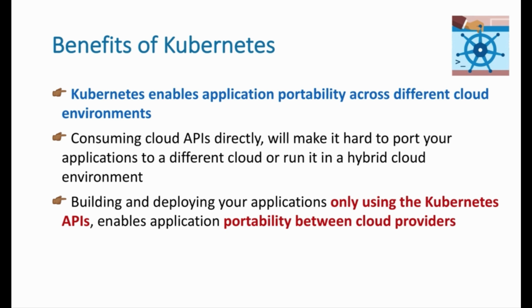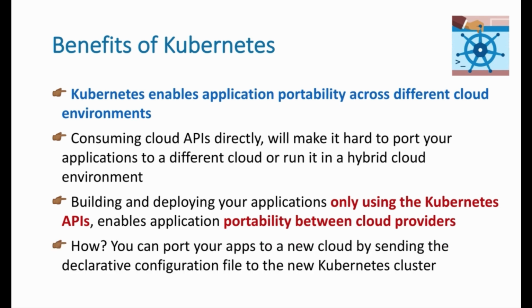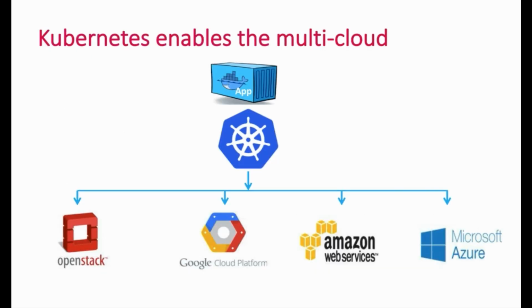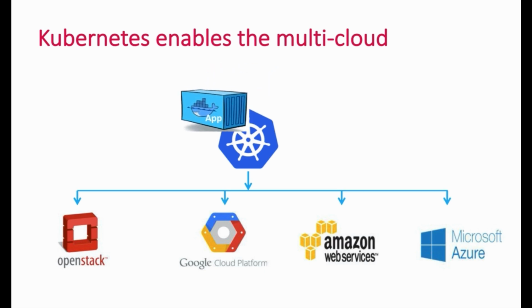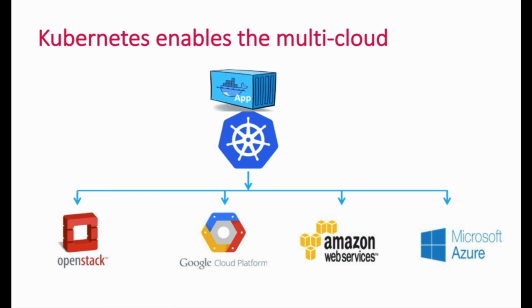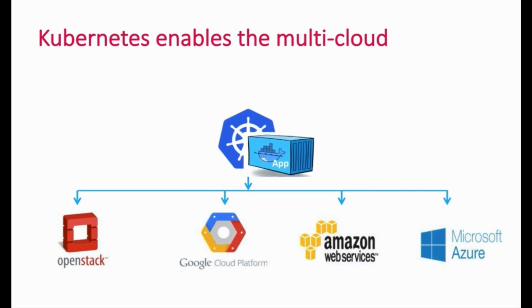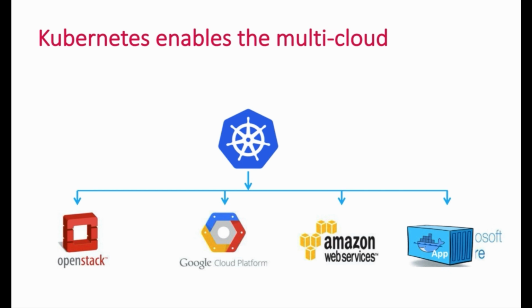If you build and deploy your application only using Kubernetes APIs, and at the backend you let Kubernetes integrate with a cloud provider, your application can move between the various cloud environments easily because it is just talking to the Kubernetes API. All you have to do is spin up a new Kubernetes cluster in the cloud provider and send the declarative configuration of your application to this new cluster. Kubernetes in this way abstracts a cloud provider's infrastructure by using several plugins, and enables a multi-cloud architecture. Kubernetes knows how to create several infrastructure services on major cloud providers, such as load balancers on AWS and persistent volumes, and so on.